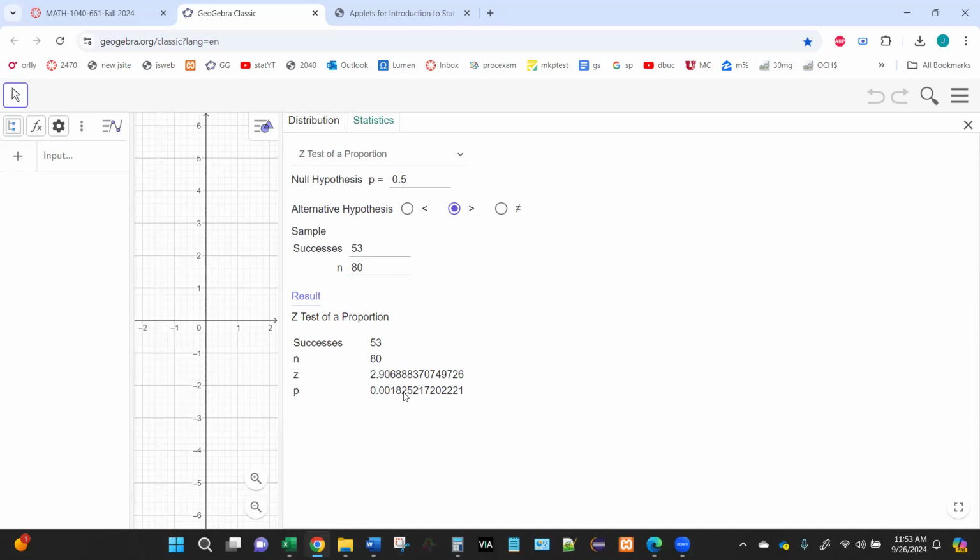Okay, so make sure you can do that by hand. Make sure you understand all the formulas and that you can do that by hand. But after you do that once or twice by hand, go straight to GeoGebra and do these problems using GeoGebra.